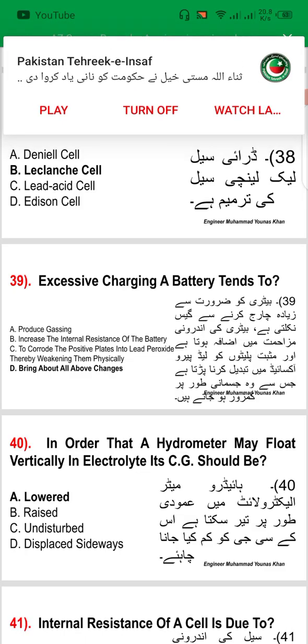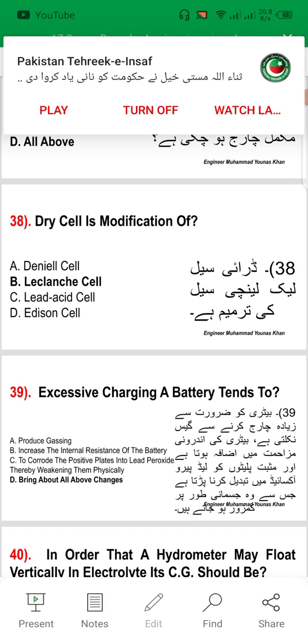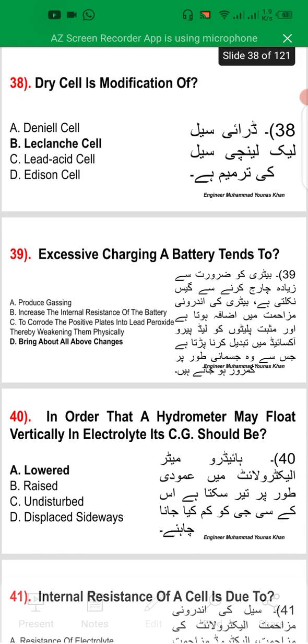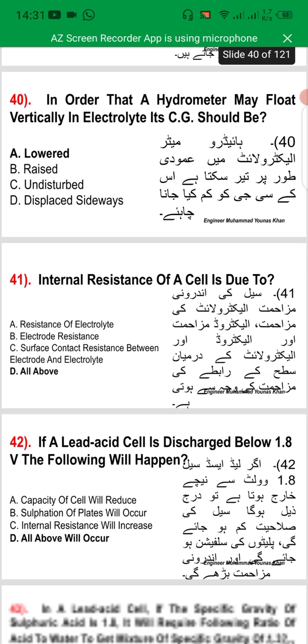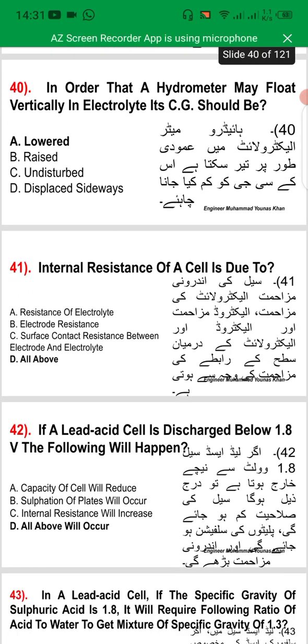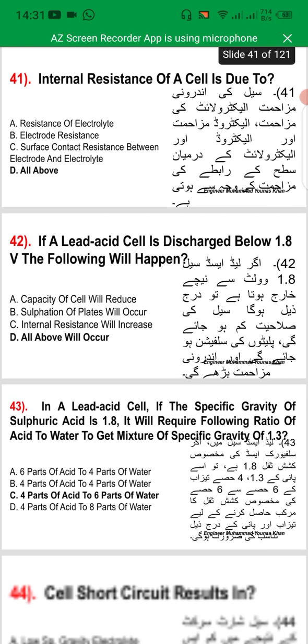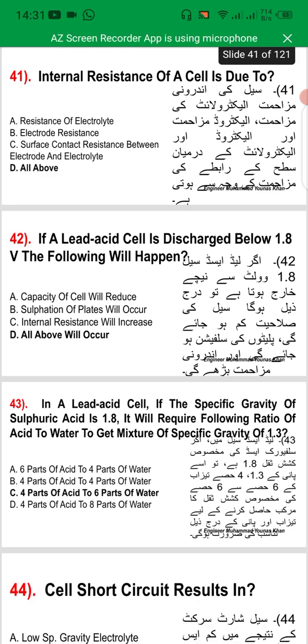Dry cell is a modification of Leclanche cell. Excessive charging of a battery tends to bring about all above changes. In order that a hydrometer may float vertically in electrolyte, its CG should be lowered. Internal resistance of a cell is due to all of the above: resistance of electrolyte, electrode resistance, surface contact resistance between electrode and electrolyte.